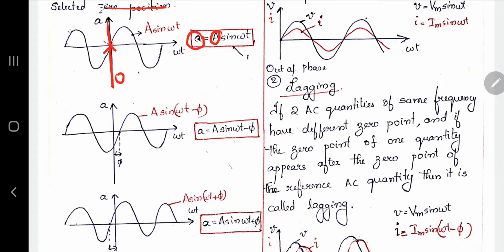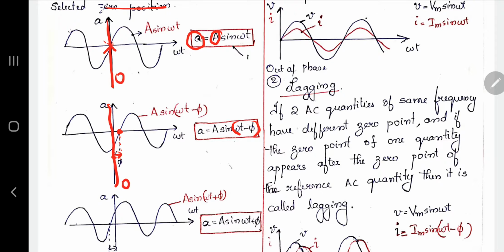Let's go to the second waveform. You can see in the second waveform, this is the zero position, but the wave has started a little bit after the reference axis or the zero position. You can see that there is an angle phi by which it is started after the zero position. Such a waveform is normally represented as a equals A sine (omega t minus phi). I forgot to put the bracket here. Omega t minus phi should be put in a bracket: sine of (omega t minus phi).